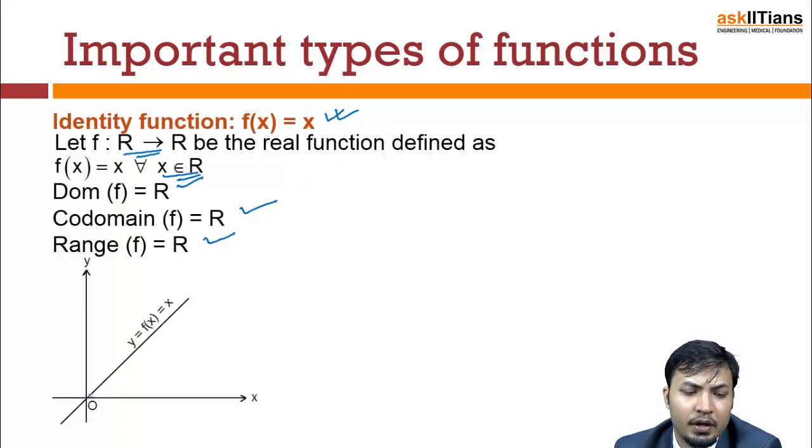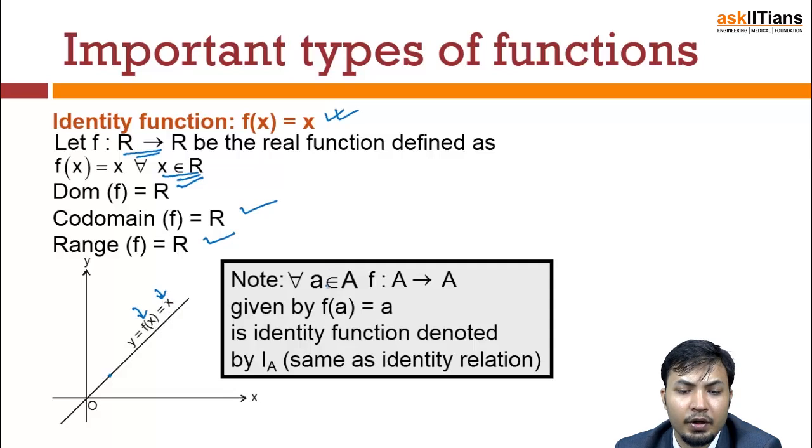You see, whatever value of x you put in the input of the function, I'll get the same output. Okay, for every a belonging in A. Now what does this signify? This signifies the element of A.